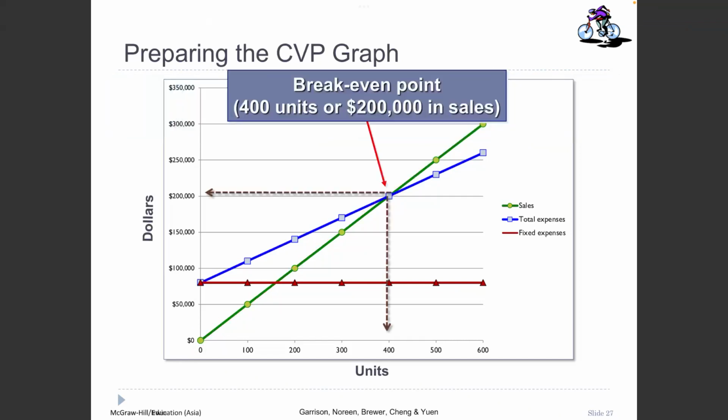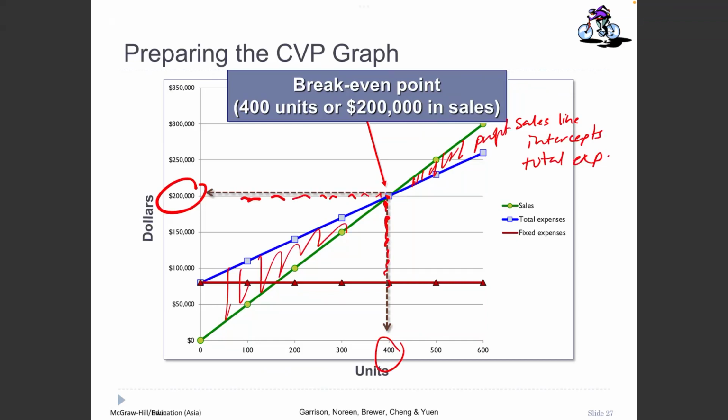All right. So when the sales line intersects with the total expenses line, that is how you can get your break even. So the break even point is at 400 units and your break even sales is at $200,000. All right, so this is where you will be getting profit and this will be getting losses.